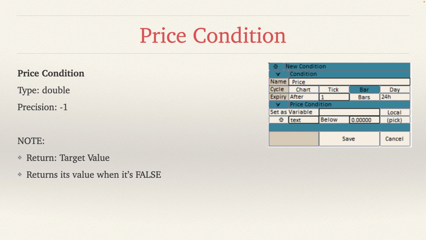If you want current price from a chart, then use the candle condition or the market data that you can get from the variable condition, which will be the subject of the next video. The price condition also behaves a little differently from other conditions. The price condition returns the target price when it is not true. As long as it has not yet reached its target price, it will maintain the target price in the variable that it's setting and return this value as its output.